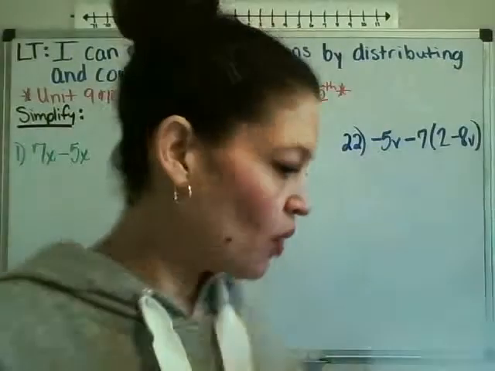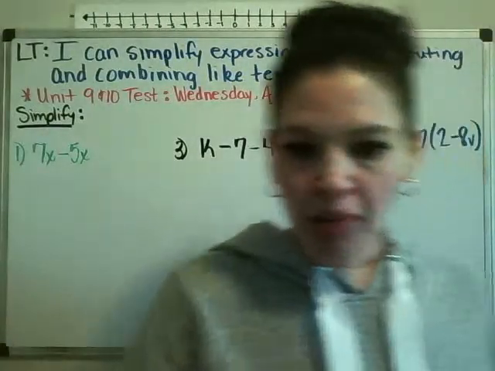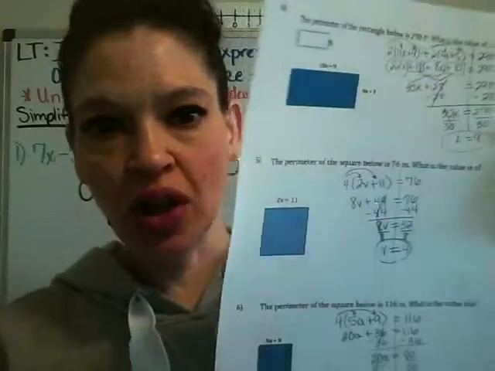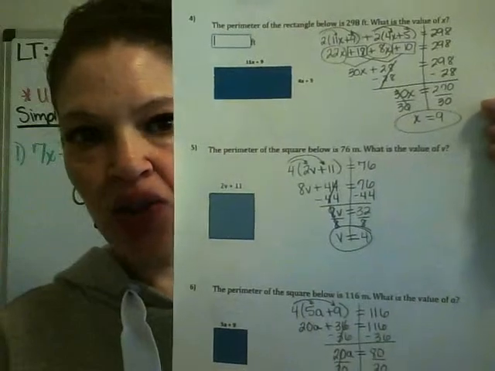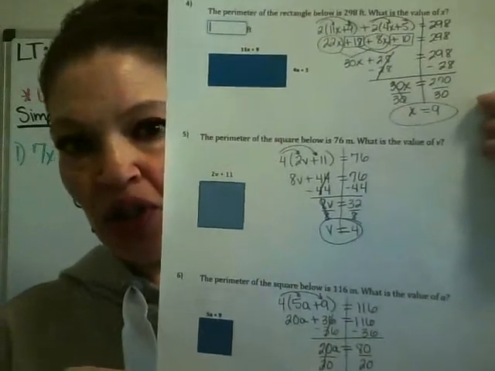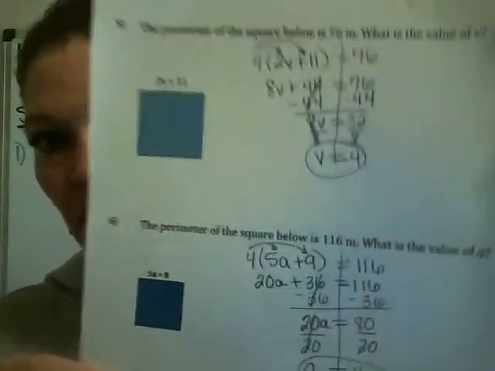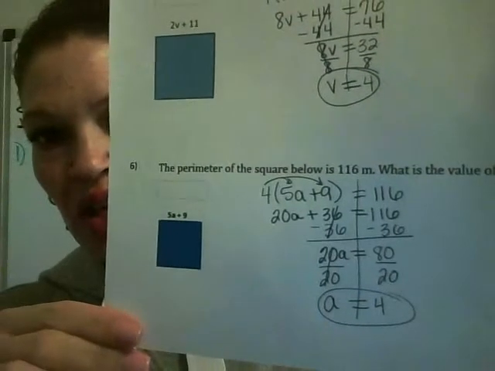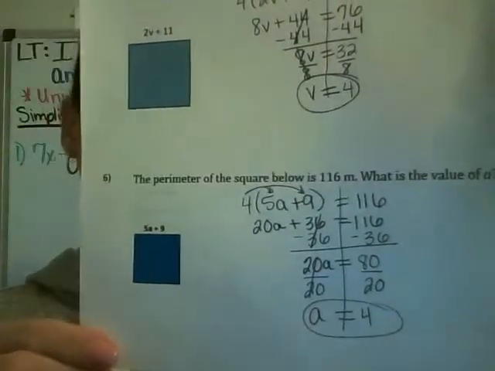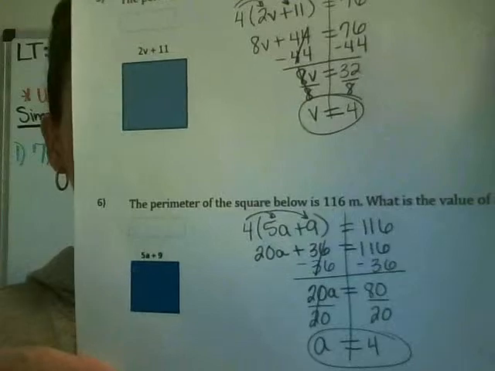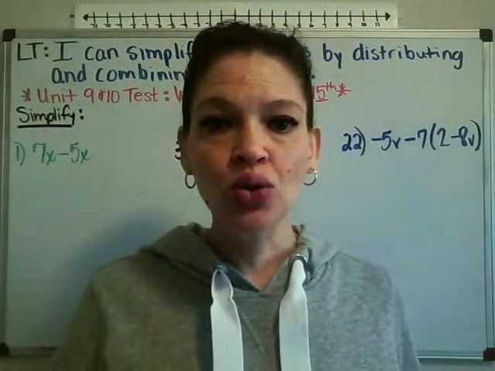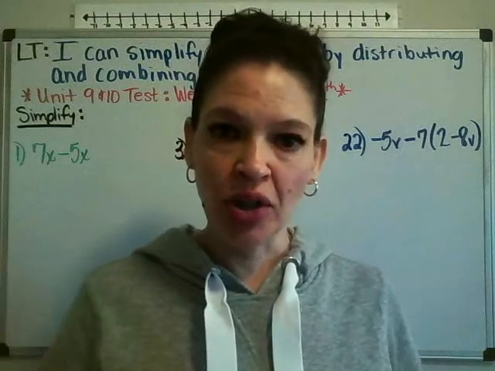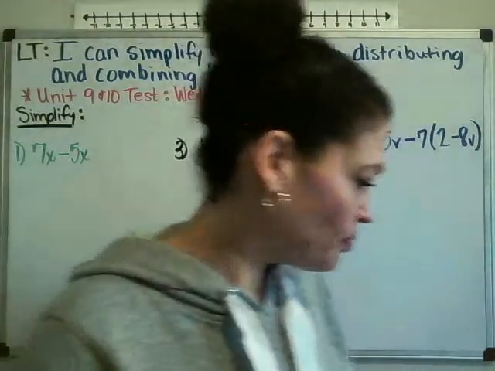All right. And then check out numbers 4, 5, and 6. So you should have gotten x equals 9 for number 4, v equals 4 for number 5, and for number 6, a equals 4. All right, you can pause it here, or if you want to take a little bit more time to check your own work, you may do that on the PDF file that is attached.